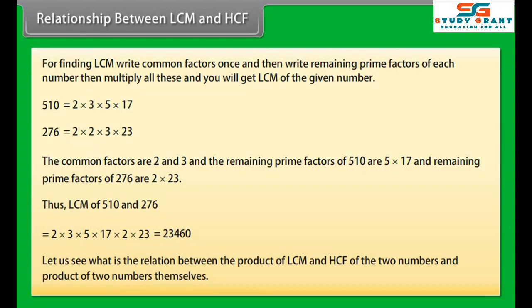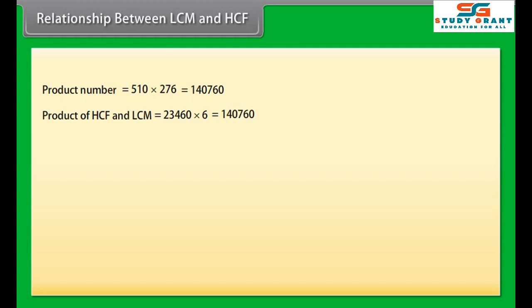Let us see what is the relation between the product of LCM and HCF of the two numbers and the product of the two numbers themselves. From the above discussed example, the product of the numbers is equal to 510 into 276, which equals 1,40,760. Product of HCF and LCM is equal to 23,460 into 6, which is 1,40,760. Thus, product of HCF and LCM is equal to product of the numbers.